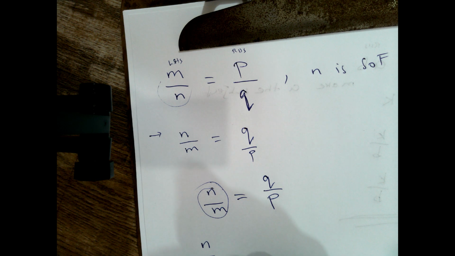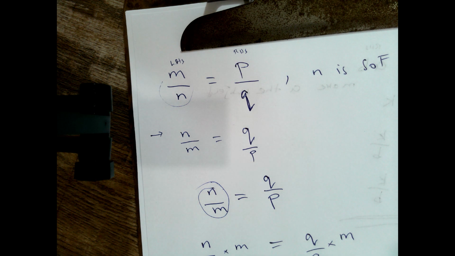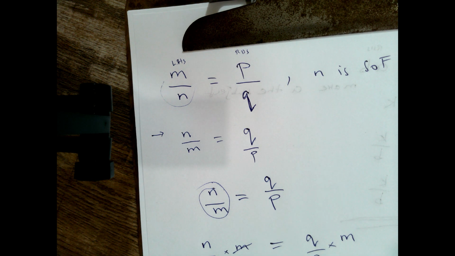N on m multiplied by m is equal to q on p multiplied by m. Therefore, the m's will cancel out and we will end up with n equal q on p m, which is the same thing as, right?